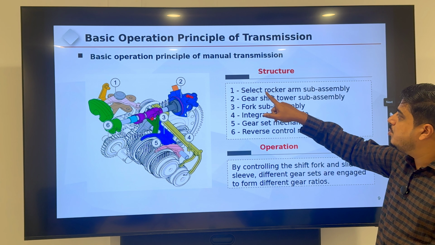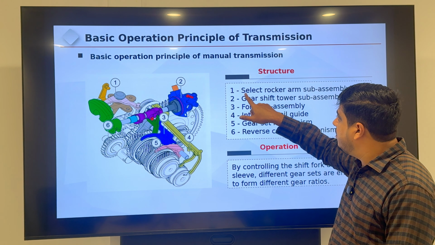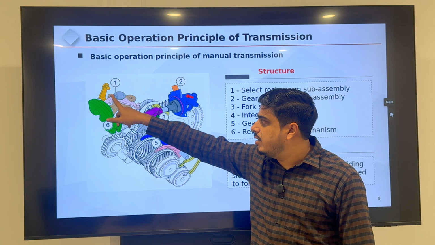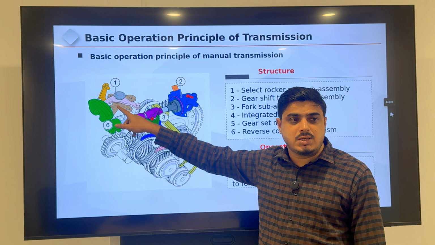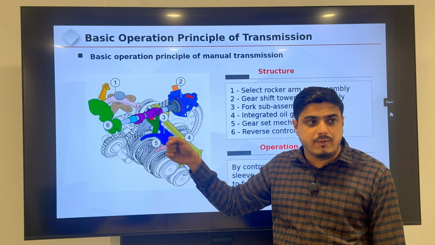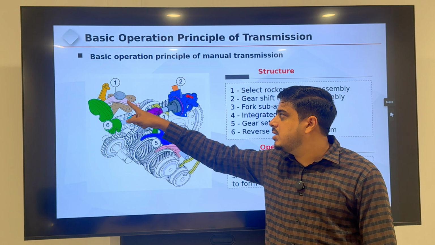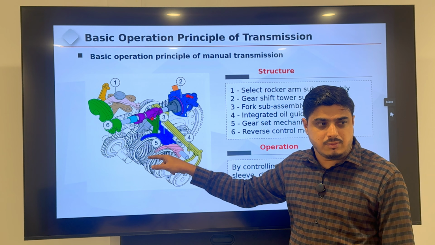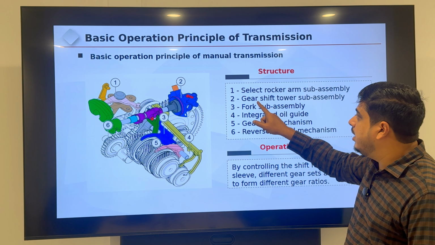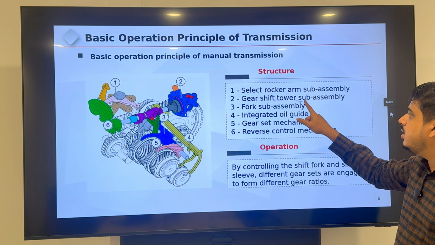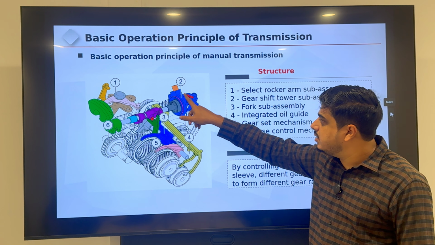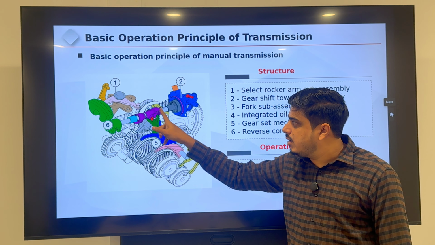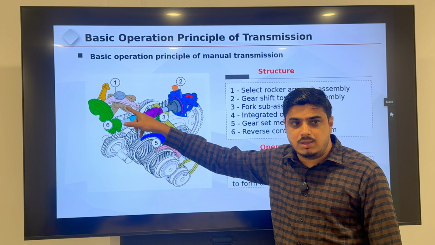Okay, the first highlighted part is the selector rocker arm sub assembly. This is the main sub assembly which is connected through gear cables to the gear lever. When you shift the gear lever, this is the main part which controls inside the transmission. Okay, next part is the gear shift tower sub assembly. This is the sub tower assembly which is also involved and connected to this sub assembly.